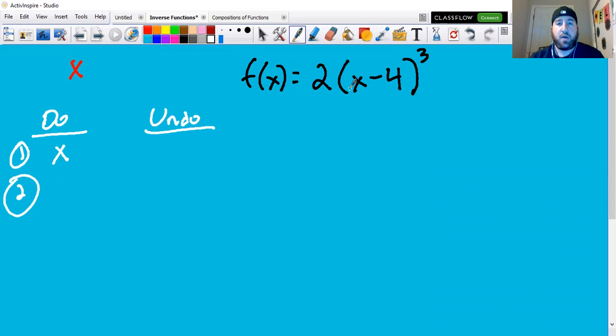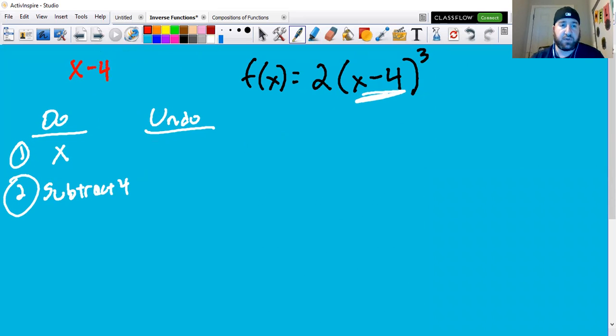Now I got some parentheses. I actually have some parentheses built into this problem. So whatever's in parentheses, I got to deal with that first. Then I can deal with what's outside the parentheses. So what's inside the parentheses is just the x minus 4. The 3 is outside the parentheses. I will deal with that shortly. But all that's inside the parentheses is the x minus 4. So step 2 is to subtract 4.